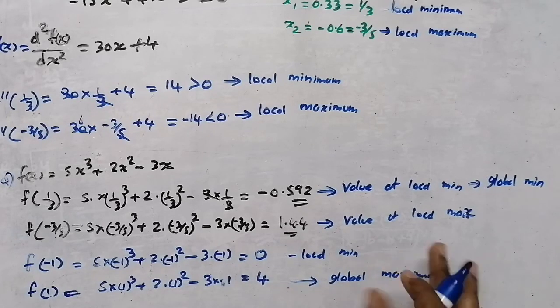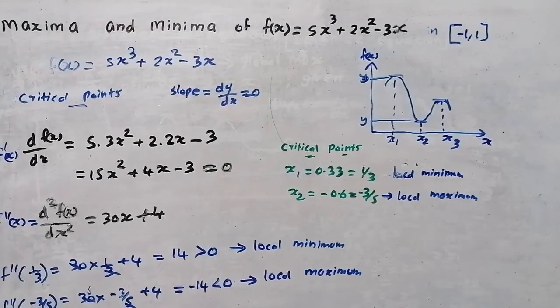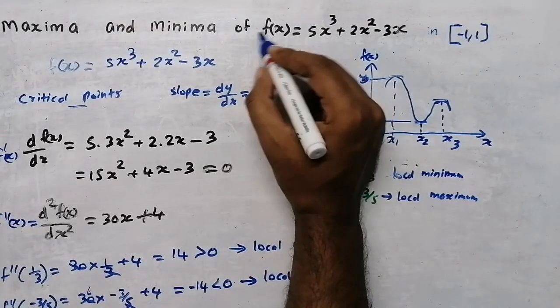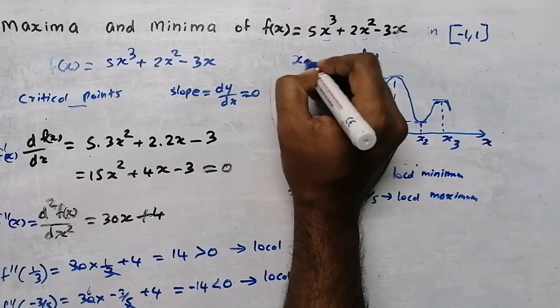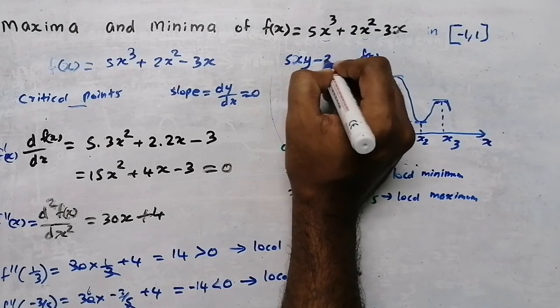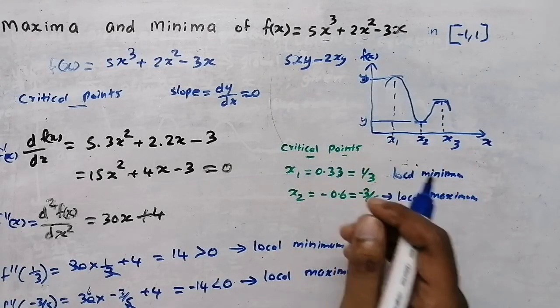Okay, so this is the way to find maxima and minima of a function. In the next video we can learn how to find maxima and minima when there are two variables. Here there is only one variable x. When you have two variables, such as 5xy plus 2xy, like that two variables are there, then how to find maxima and minima. We can learn that in the next video.